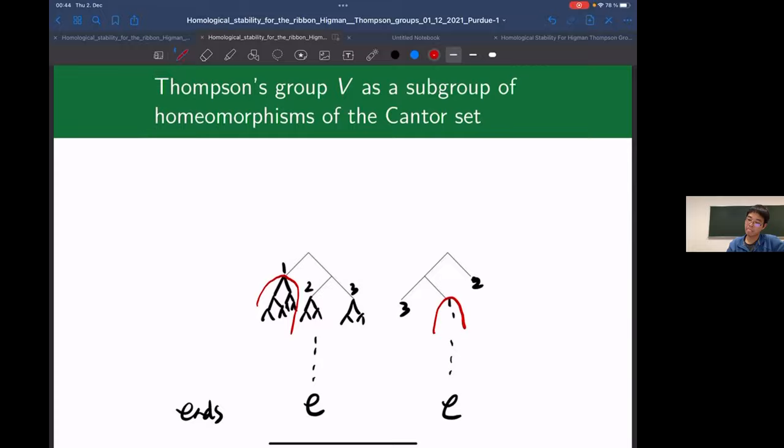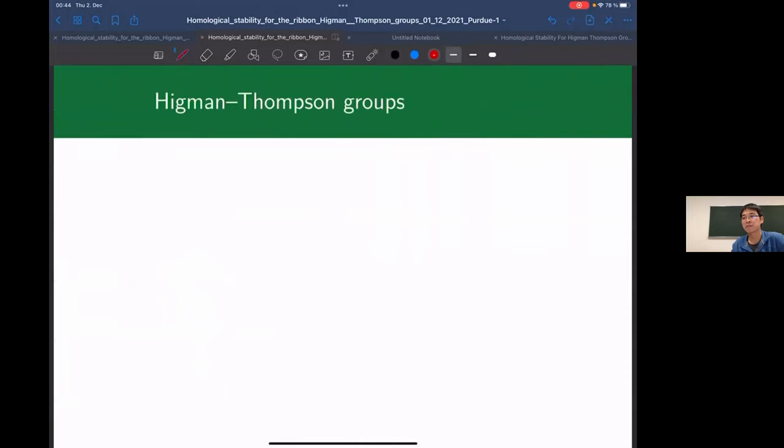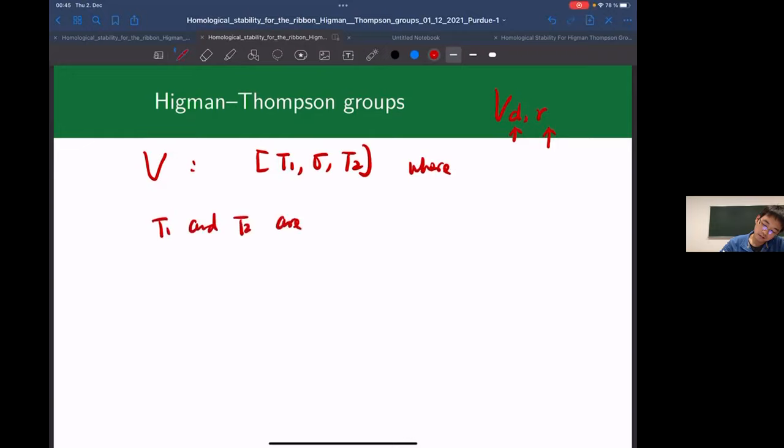And then there's this notion of Higman-Thompson group, which can be defined almost exactly the same. So remember, an element in V, so this will be V_{d,r}. And d is sort of the valence of the tree, r is sort of the number of components of the forest. So remember V is defined as T1, sigma, T2, where T1 and T2 are finite rooted binary trees.